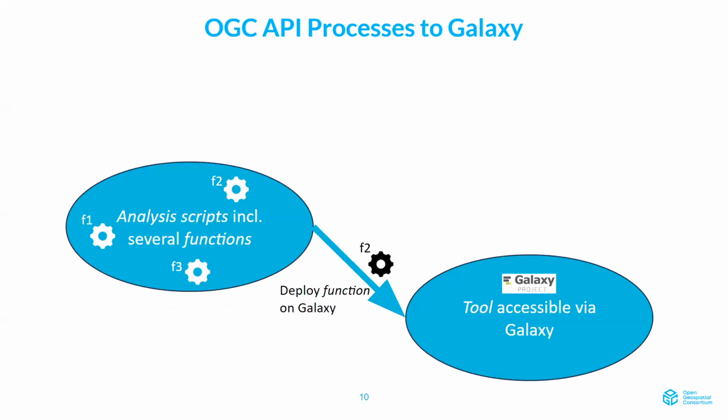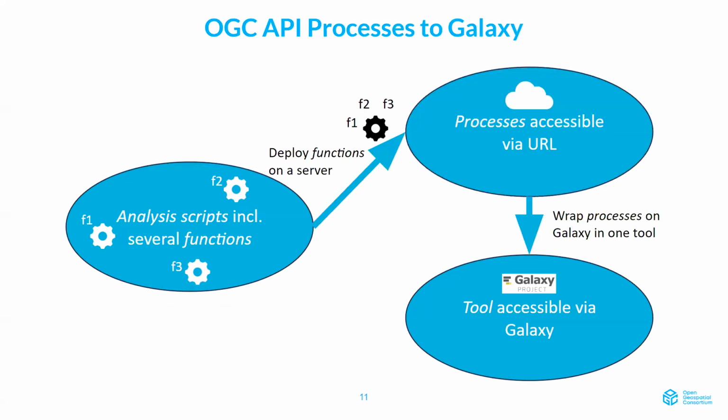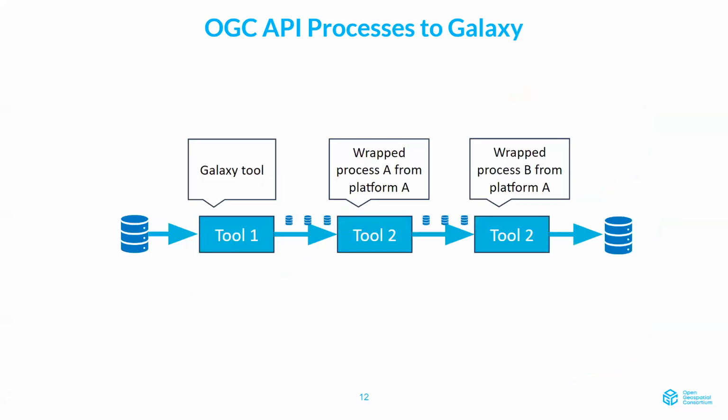So yeah, this is the old way. So we take the analysis scripts where we have the functions and deploy these functions as tools in Galaxy. But as I said, this is not an option. We have to make a little detour. So we deploy these functions as processes that are available via URL, and then write a wrapper that wraps all these processes. And at the end, we have one tool per server on Galaxy. And then it should be also possible to create workflows, and this is how it looks like.